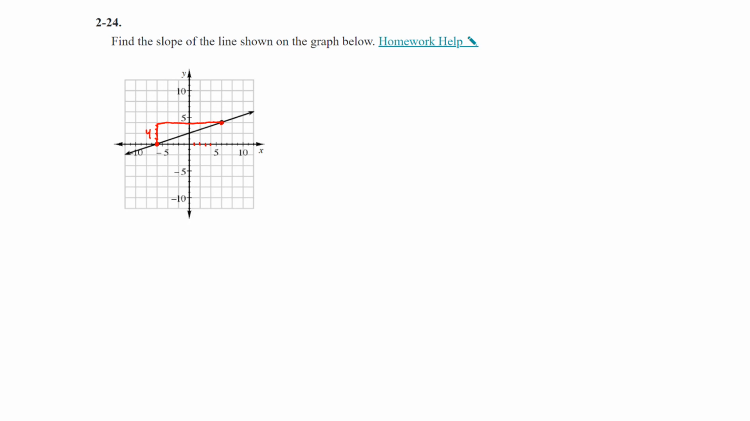And then now it's going on the other way because remember every block represents 2. So 2, 4, 6, 8, 10, 12. So your slope is equal to 4 over 12, which can be reduced to 1/3.